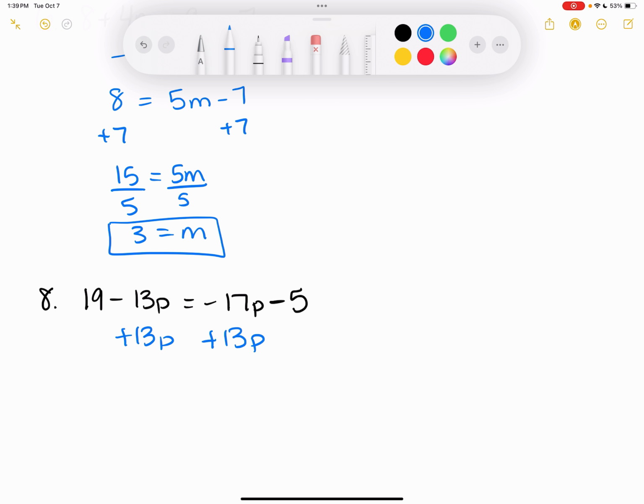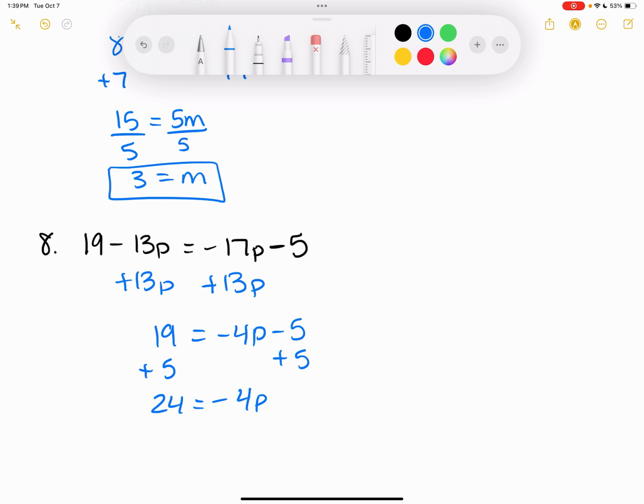All right, so I have 19 is equal to negative 4p minus 5. Now what? Add 5 to both sides. So 24 is equal to negative 4p. Then what? Divide by negative 4. So I get negative 6 is equal to p.